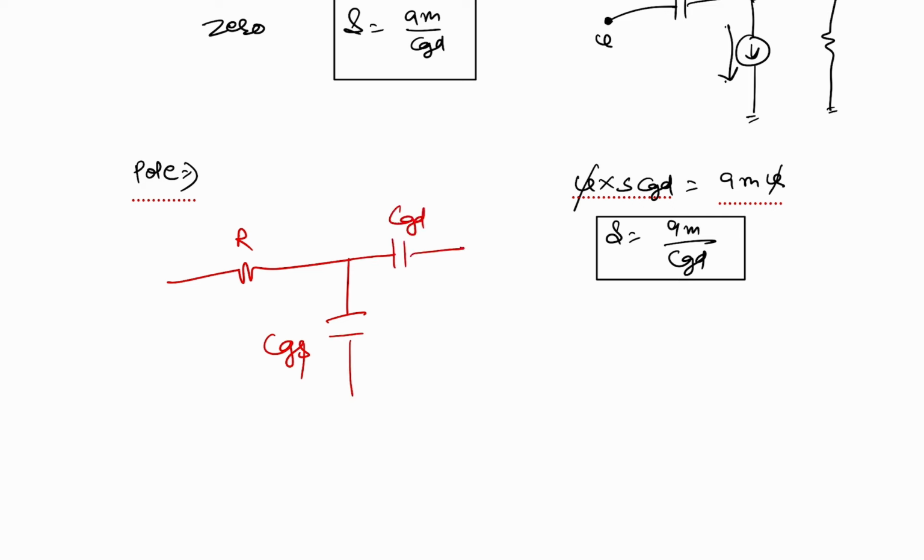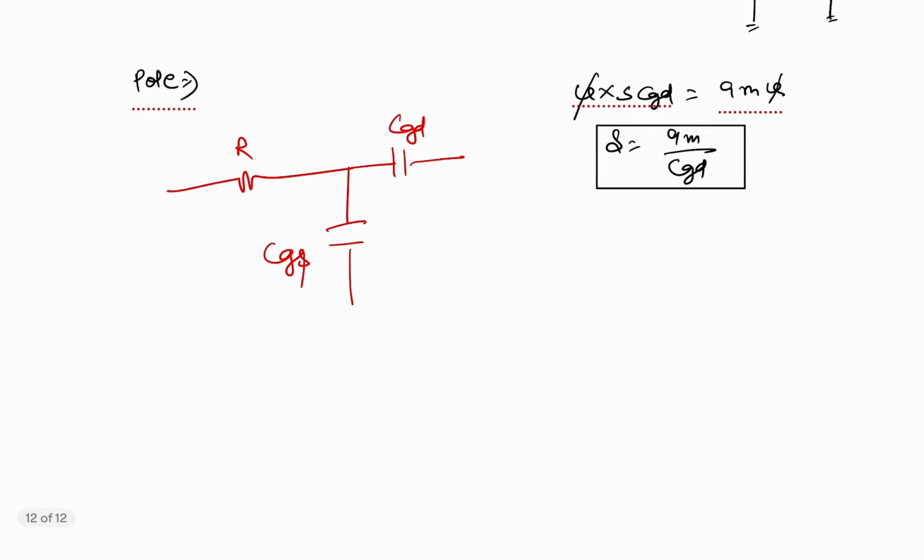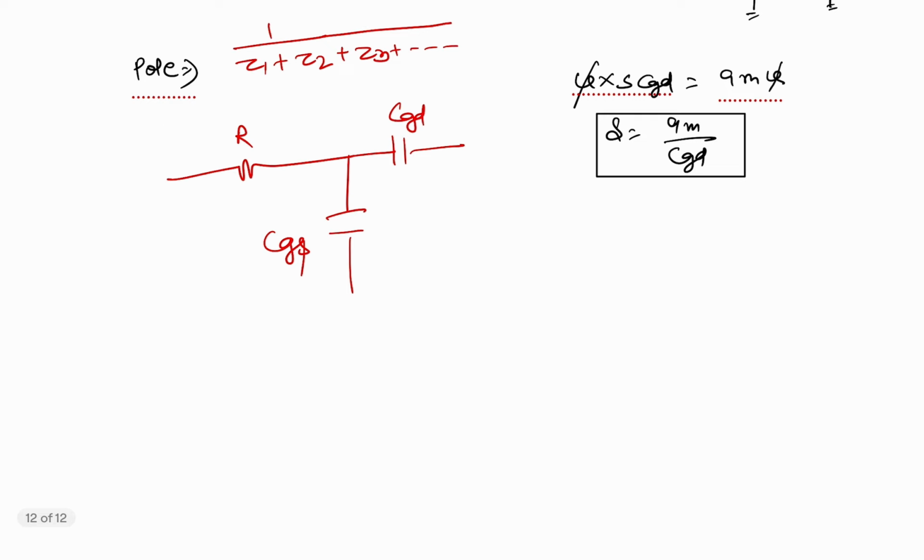So how can you find out the pole? The pole is usually 1 upon tau 1 plus tau 2, let's say plus tau n. Let's say many time constants are there in the circuit. So the equivalent pole of the circuit will be 1 upon tau 1 plus tau 2 plus tau 3. So we need to find out how much the gap is that we are seeing.